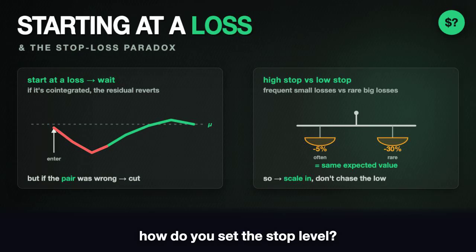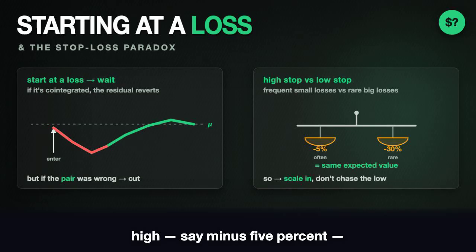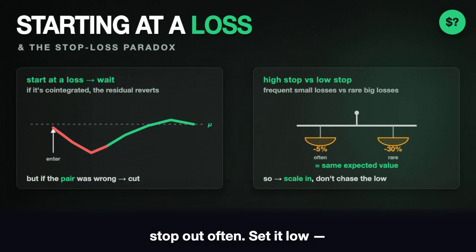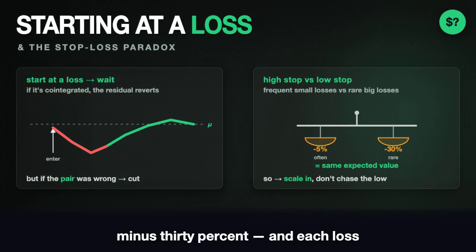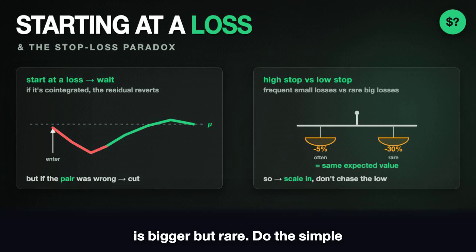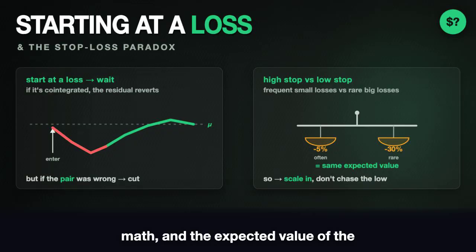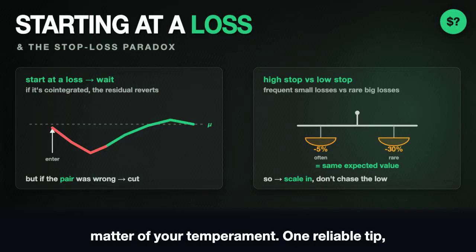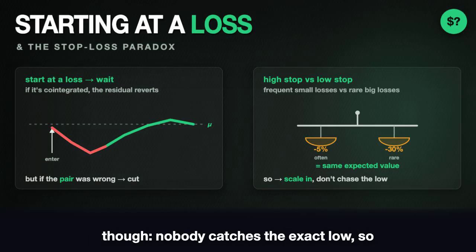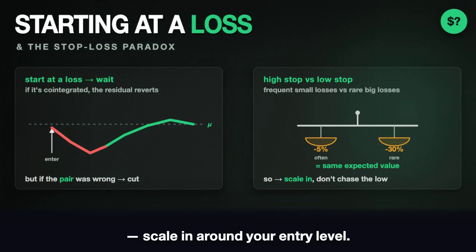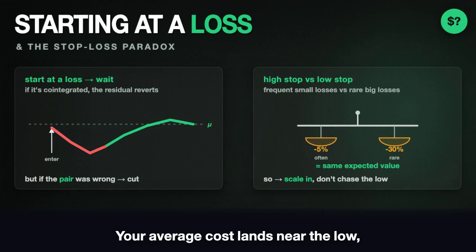So how do you set the stop level? There's a neat paradox here. Set it high, say -5%, and you avoid big losses but you stop out often. Set it low, -30%, and each loss is bigger but rare. Do the simple math and the expected value of the two is the same. So the stop level isn't decided by logic, it's a matter of your temperament. One reliable tip though: nobody catches the exact low, so don't put it all in at once. Scale in around your entry level. Your average cost lands near the low and your risk goes down.